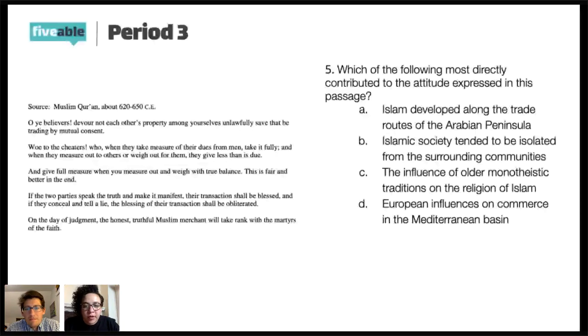Let's see, I'm looking through. Islam developed along the trade routes of the Arabian Peninsula. Islamic society tended to be isolated from the surrounding communities. That wouldn't make sense. The influence of older monotheistic traditions on the religion of Islam.